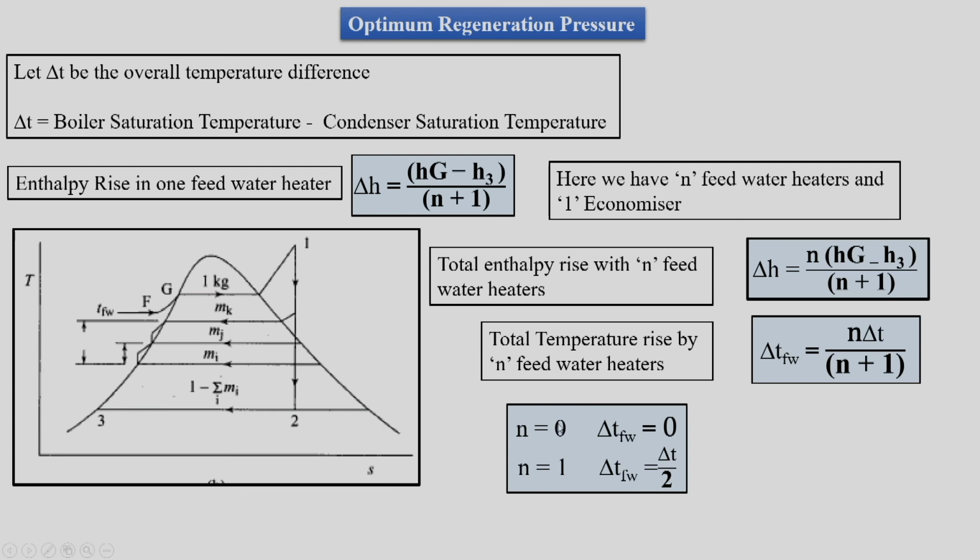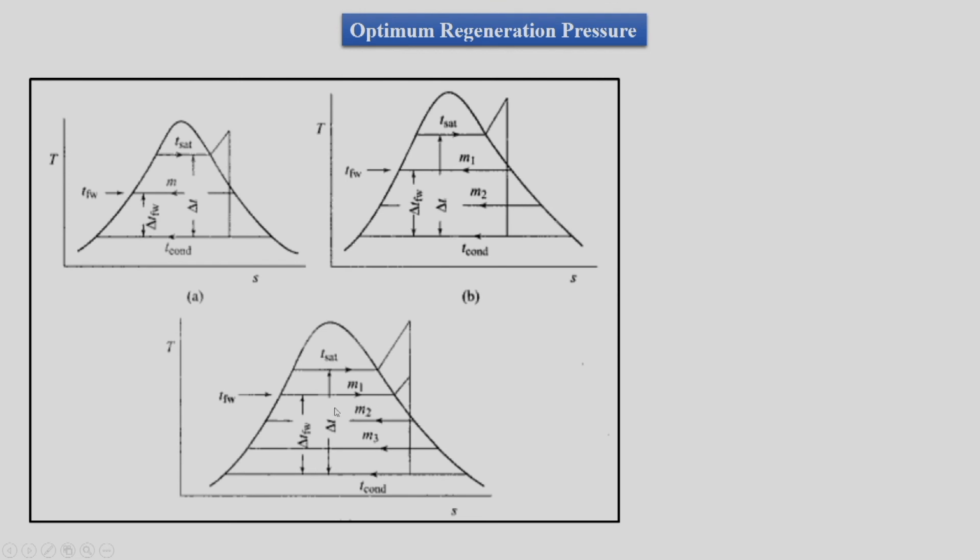So, now if we have 0 feed water heaters, then we have 0 temperature rise. If we have 1 feed water heater, then it is delta T by 2. In the same manner, if this is the temperature difference between the boiler and the condenser, then their saturation temperature, we will install the feed water heater here, which is delta T by 2.